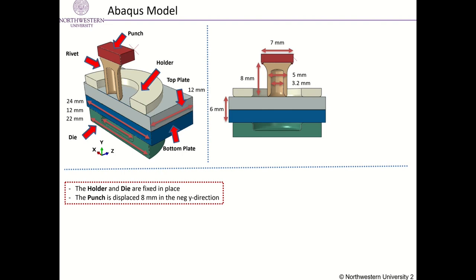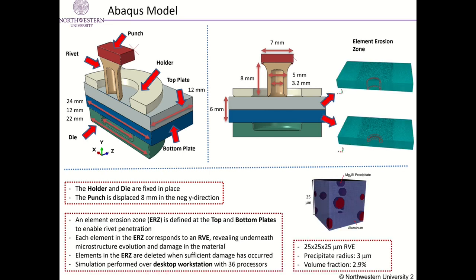The geometry is given. The holder and die are fixed in place. The punch is displaced 8 mm in the negative y direction, causing the rivet to move. The plates make up the multiscale region. In this region, microstructure responses at each integration point in the microscale finite element are computed by RVEs. The RVE replaces traditional material laws and provides detailed microstructure evolution.